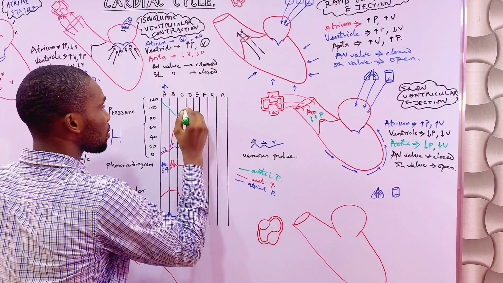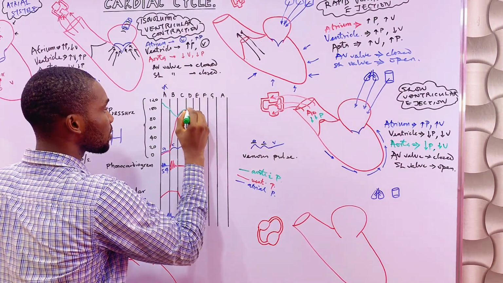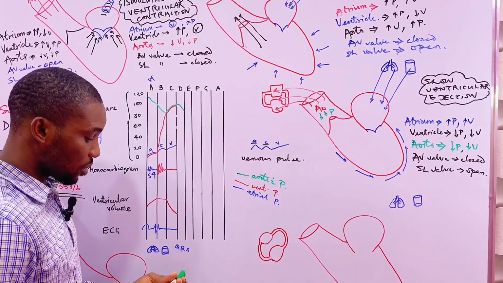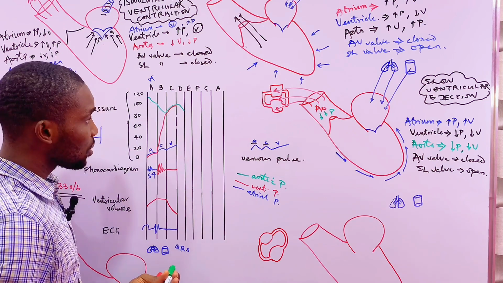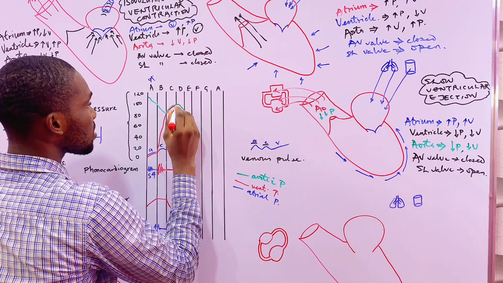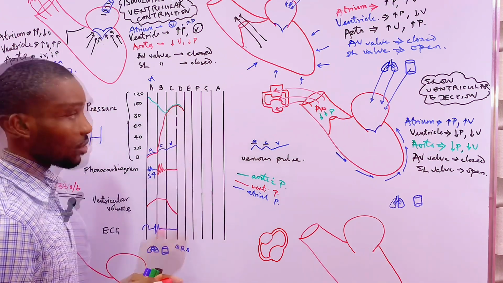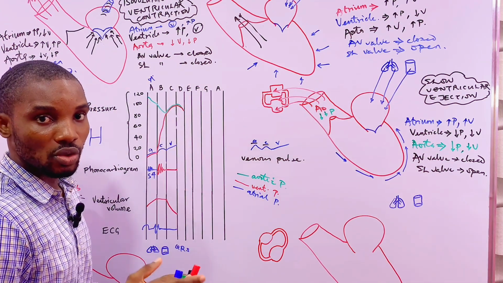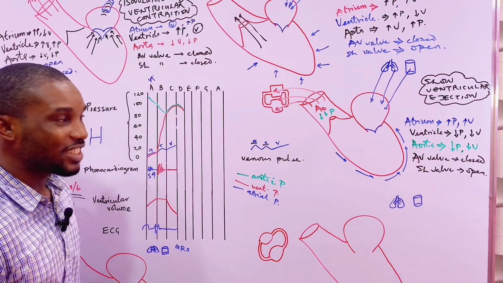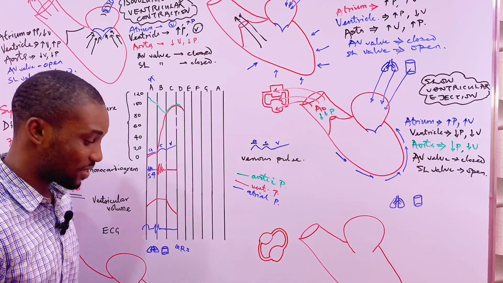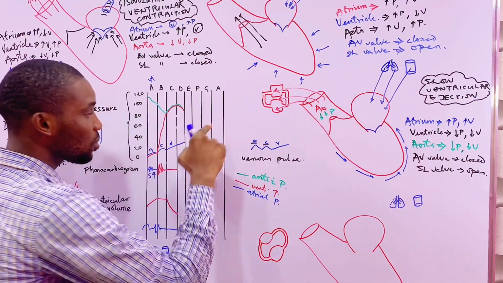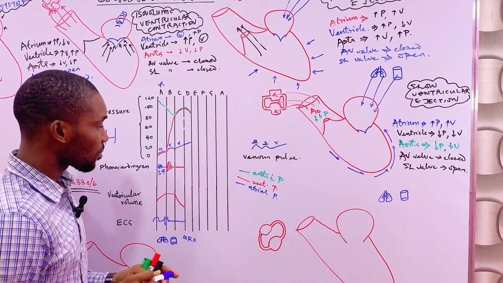So aortic pressure is decreasing, and then ventricular pressure is also decreasing. Remember, there's a communication between the two chambers, since the valve is open. Now, the atrial pressure, is it increasing or decreasing? It's increasing because it's still receiving blood. So the atrial pressure is increasing, still the V wave, all right?